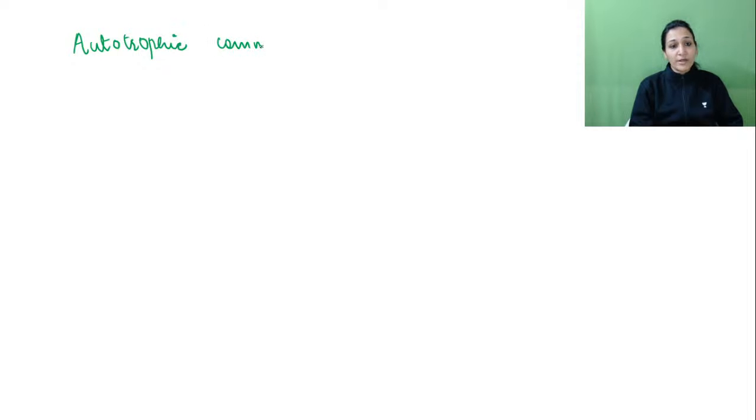So the first type of community that we are going to talk about is the autotrophic community. We know what autotrophs are, those who are capable of making their own food, right? Those are the autotrophic species. Now we are saying autotrophic community, so a little change in the word is there. Instead of autotrophic plants or autotrophic organisms, we are writing community. So the autotrophic community requires only energy from the sun to drive the process of photosynthesis.